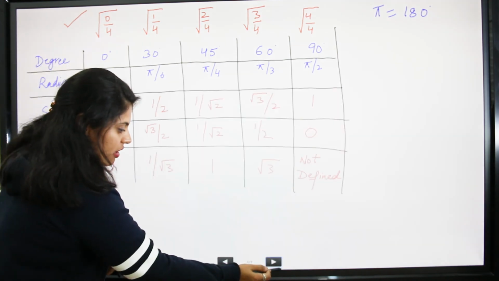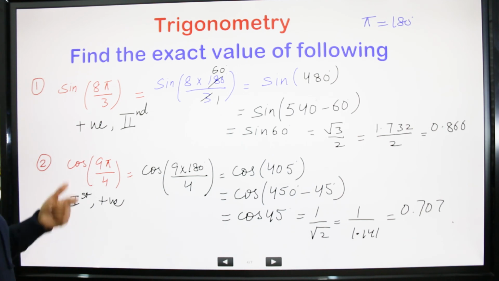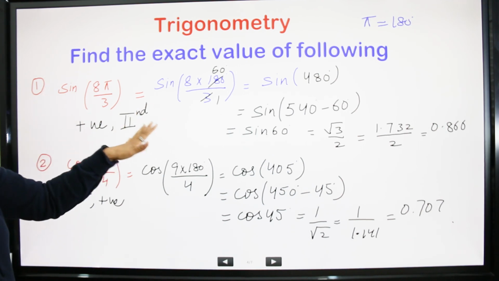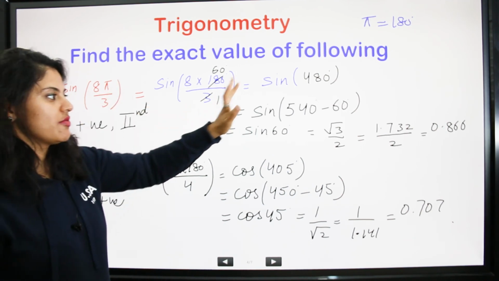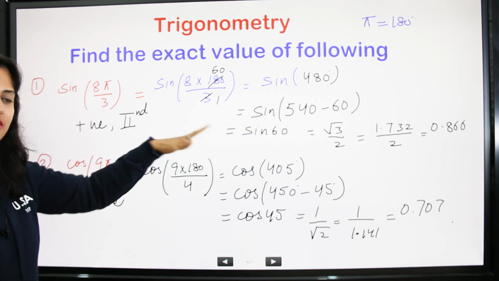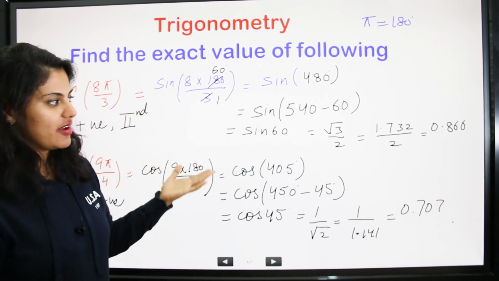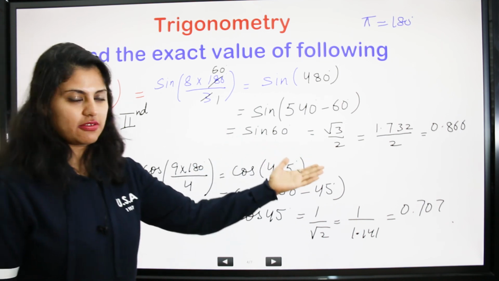Okay, so in this way you can find all these values of the sine, cos and tan by changing it from the radian to the degrees. Once you get the degree, check with the quadrants, check if it is positive or negative, and after that find the exact value of this one.